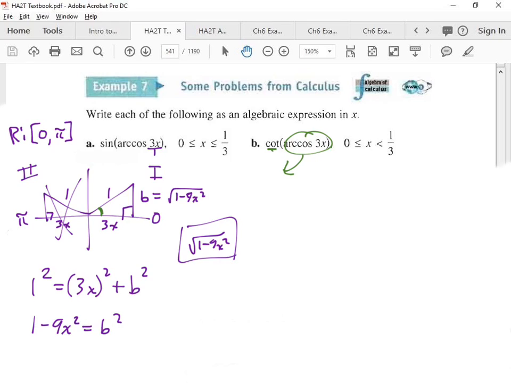Cotangent. You guys remember SOH CAH TOA? Let me write it out. Adjacent over opposite. Sha, cho, cow. That's cotangent. Adjacent over opposite. So here we go. What is my adjacent side for this triangle? 3x. What is my opposite? Square root of 1 minus 9x squared.